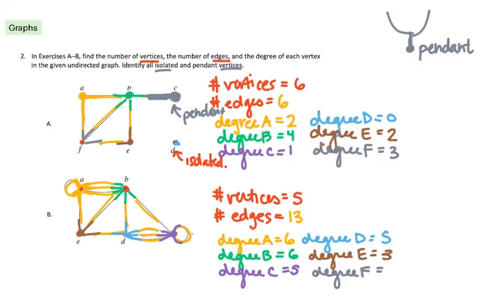And there is no F in this one. We can erase that one. And in this case, there's no pendant vertex. There's nothing with degree of 1. And there's no isolated vertex, which is something with a degree of 0.